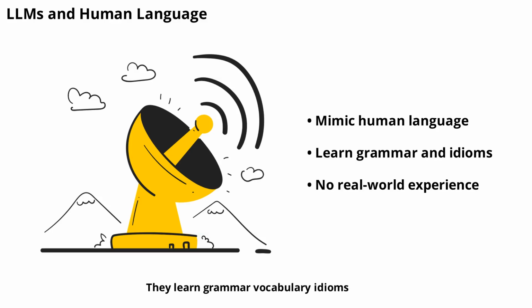They learn grammar, vocabulary, idioms, and even humor from the data they process. This allows them to generate responses that feel natural and engaging. However, because they don't have real-world experiences or emotions, their understanding is limited to what they've seen in text.